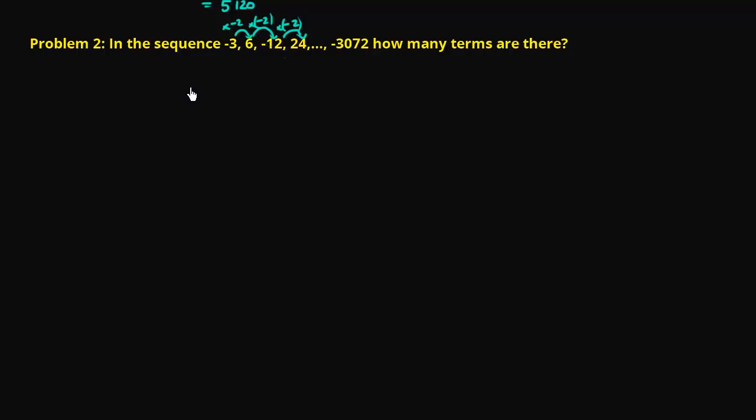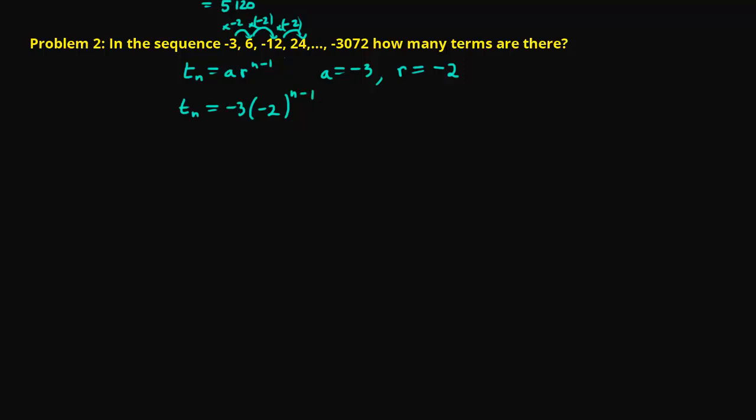So we can come up with a formula for the nth term. We know that t sub n is going to be equal to a times r to the power of n minus 1, where a is the first term, r is the common ratio, and n is the term number, I should say. So we know that the first term, a, is equal to -3. The common ratio r is -2. So we have that t sub n is equal to a, which is -3, times -2 to the power of n minus 1.